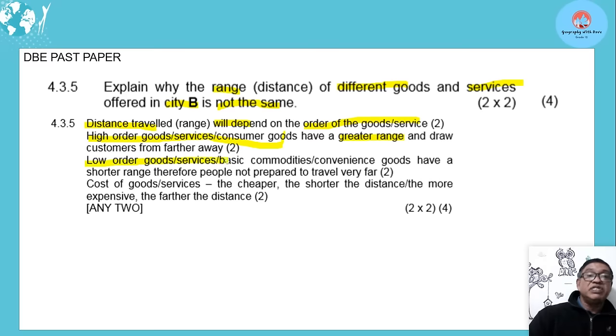Low order services, basic commodities, have a shorter range. People don't want to travel far to buy a loaf of bread, which is so cheap. They buy it from nearby. The cost of goods and services: cheaper, shorter distance. More expensive, further distance. I know there's some overlaps here, but that benefits you. There's overlap, some similarities, but the examiner has taken each point and explained it further. Therefore, you get full 2 marks for each one.